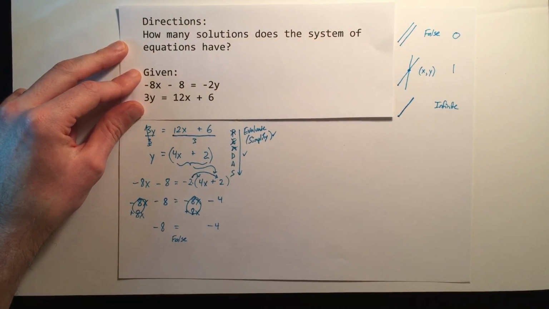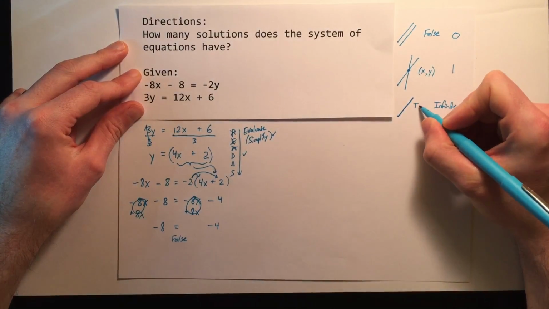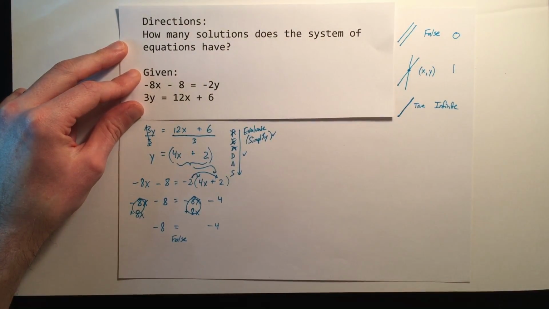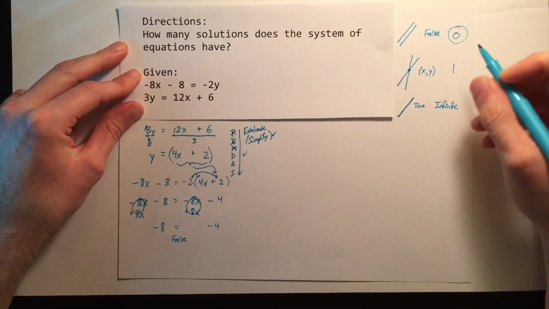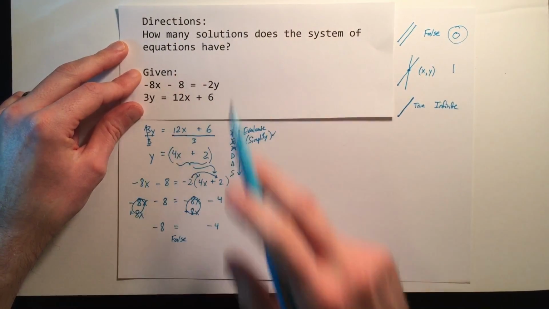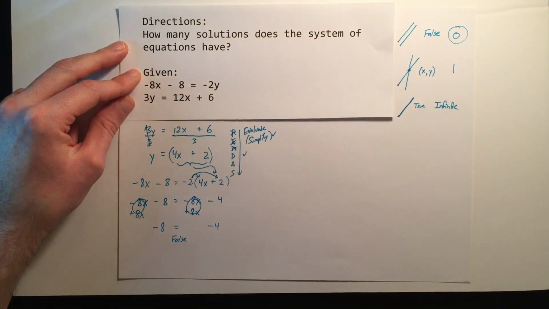It means that we have parallel lines. If it were a true statement, it would mean that there are infinite solutions. So because it was false, and false means 0 solutions, 0 is the answer to this question, how many solutions? And there are 0 solutions.